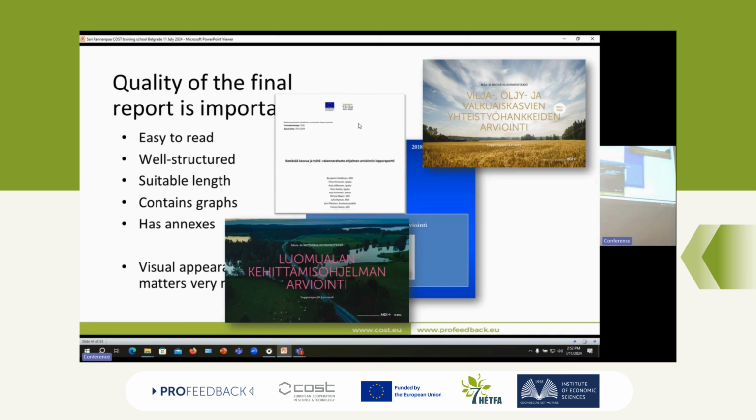What does it say? It is the grain, oil, and protein plants cooperation project evaluation. And the other one is the organic farming development program evaluation. But yeah, in these ones we had an in-house graphics designer who did the layout, and he actually even took the pictures. These are his pictures. These reports were like 30 pages, but they contained everything that needed to be there.